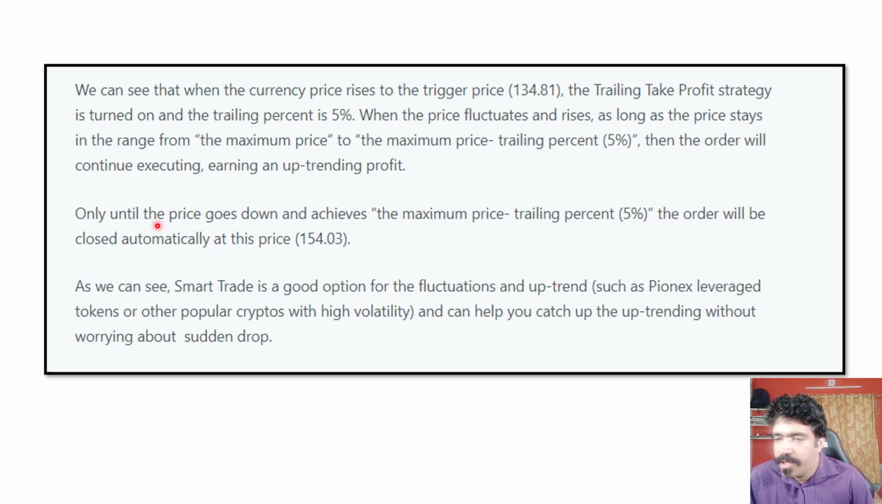So only when the price goes down and reaches the maximum trailing percentage of 5%, only then is the bot automatically closed. So in this case, the price was $154.03. As we can see, smart trade is a good option for fluctuations and uptrends, such as Pionex leverage tokens or other popular cryptocurrency, and can help you catch the uptrending market without worrying about a sudden drop in the market. So a sudden pump in the market can be captured with this robot.